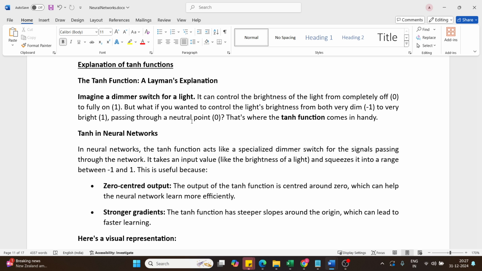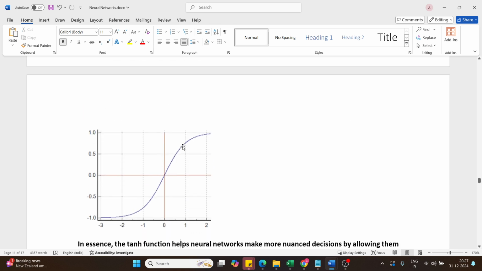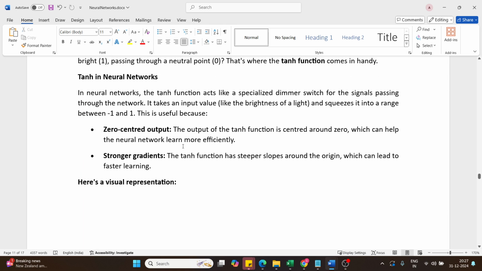If there is this kind of situation when you are preparing a machine learning model, then you need to use the tanh activation function to train your model. In the neural network, the tanh function acts like a specialized dimmer switch for the signals passing through the network. It takes an input value like the brightness of the light and squeezes it into a range between -1 and 1.